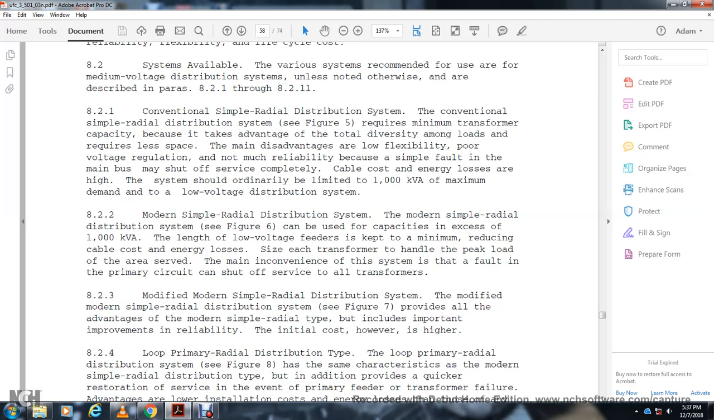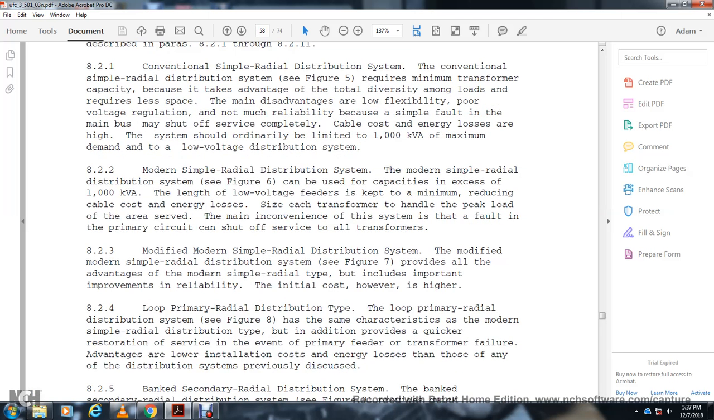Alright, 823 modified modern simple radial distribution system. The modified modern simple radial distribution system figure 7 provides all the advantages of the modern simple radial system and type that include the important improvement of reliability. Initial cost of the hours is higher.